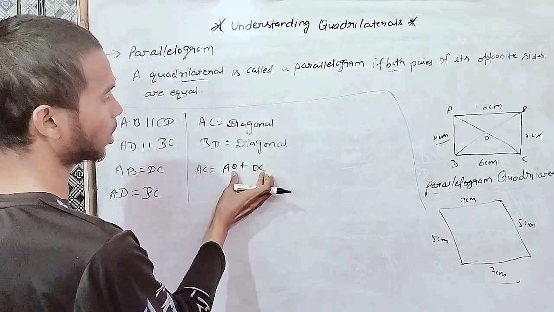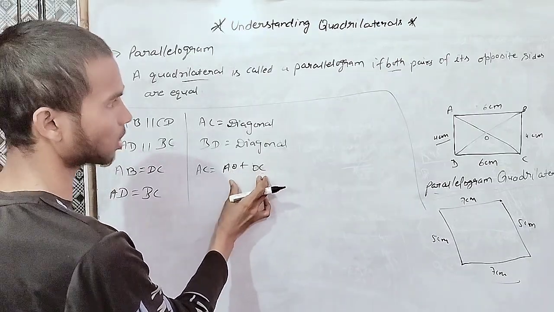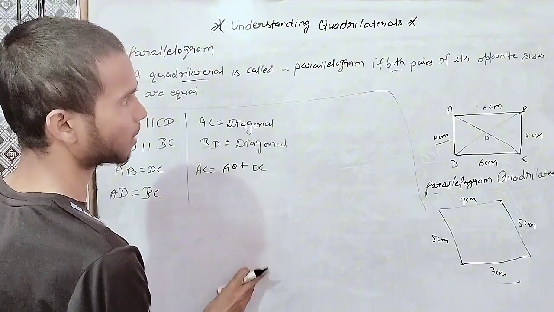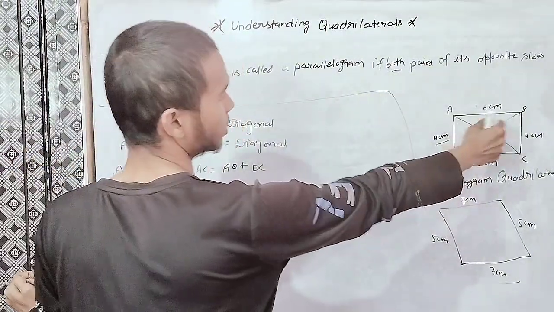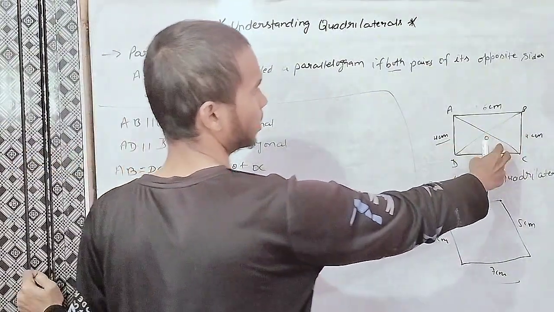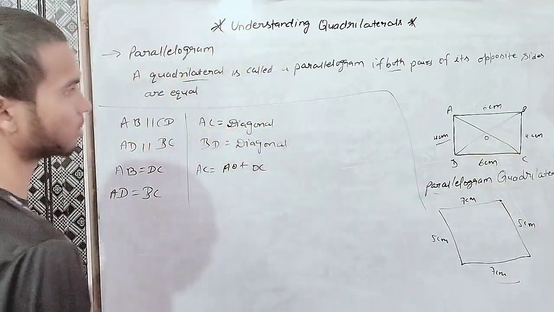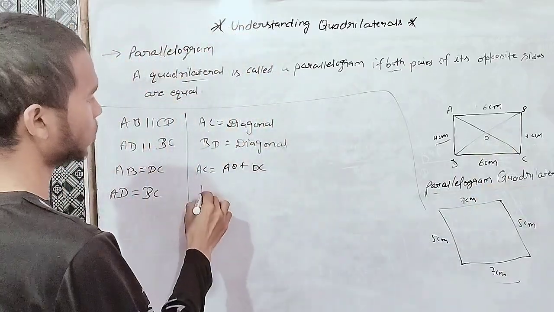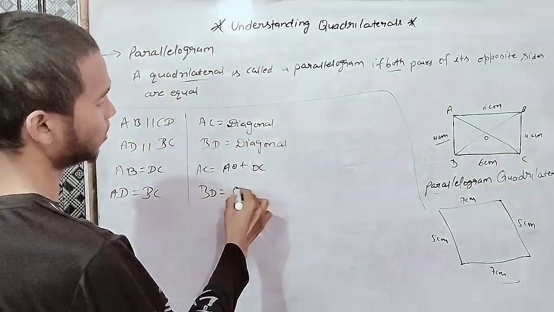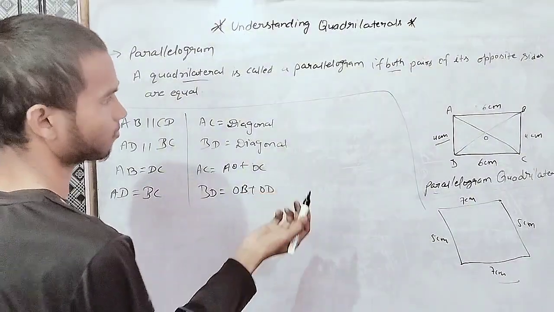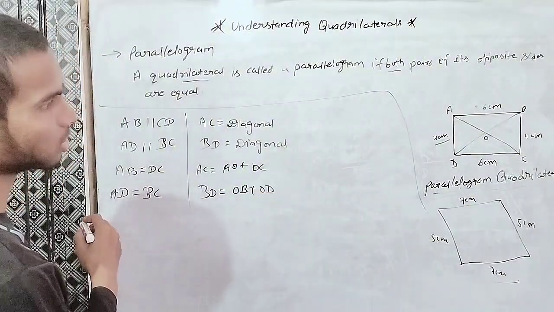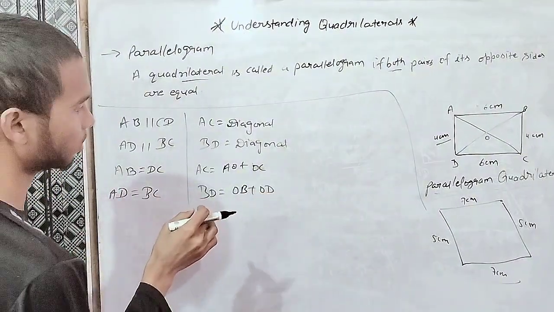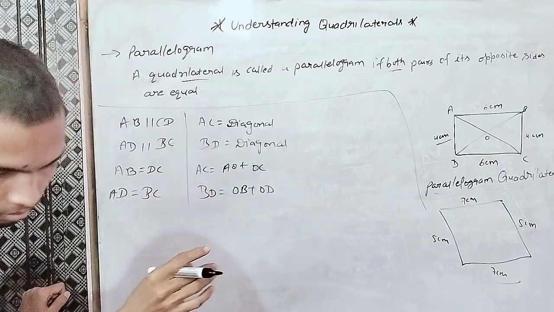And these are known as bisect, which means if the value of this is something, for example 3 centimeters, then the value of this will also be 3 centimeters. So BD is OB plus OD. Okay, this is how we break it down. Understood?